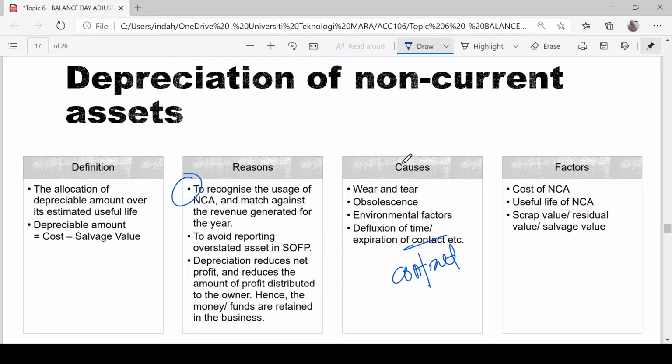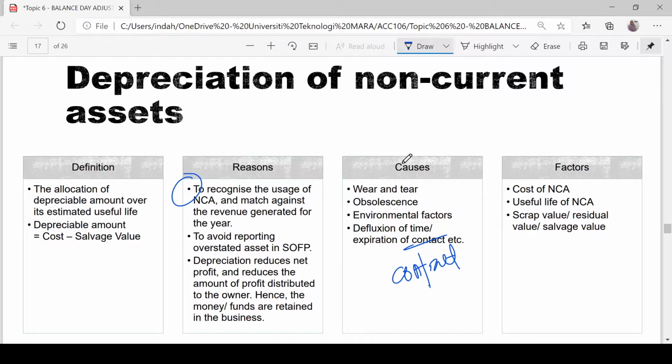Wear and tear, obsolescence, environmental factors, expiration of contract, and there could be other causes as well. So we want to make sure that when we report in the statement of financial position, we try our best to report it as accurately as possible. And depreciation also will reduce the profit, hence reduce the amount of profit distributed to the owner. Therefore the funds, instead of being distributed to the owner, can be retained in the business. If the owner takes the money from the profit distribution, due to depreciation provided, we can save money for other strategic planning of the business.